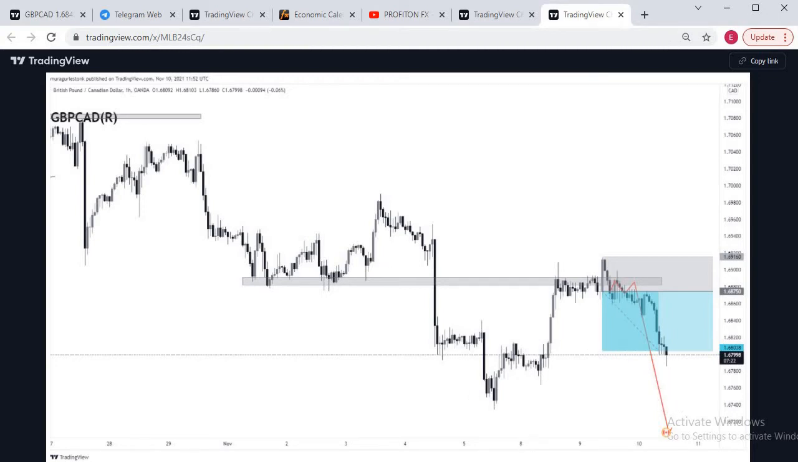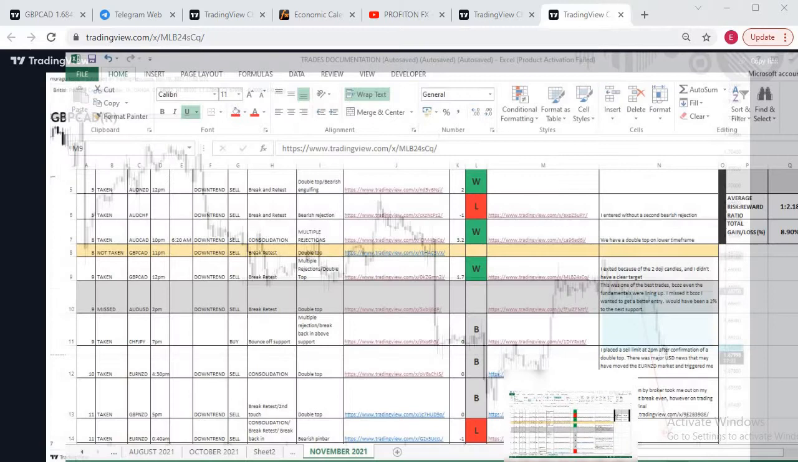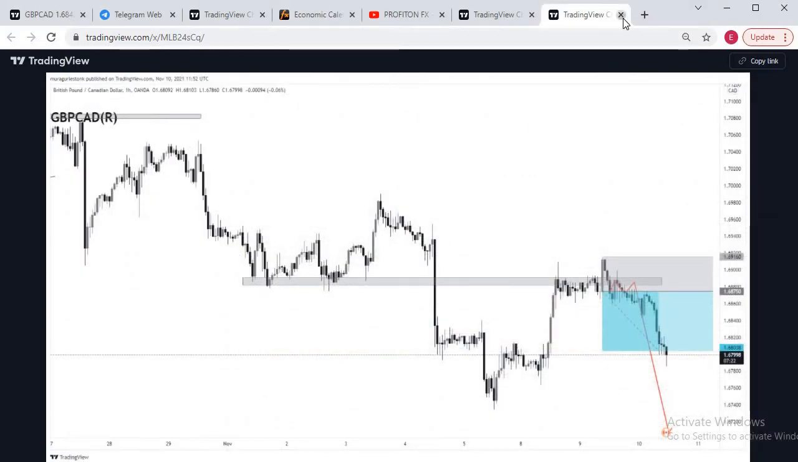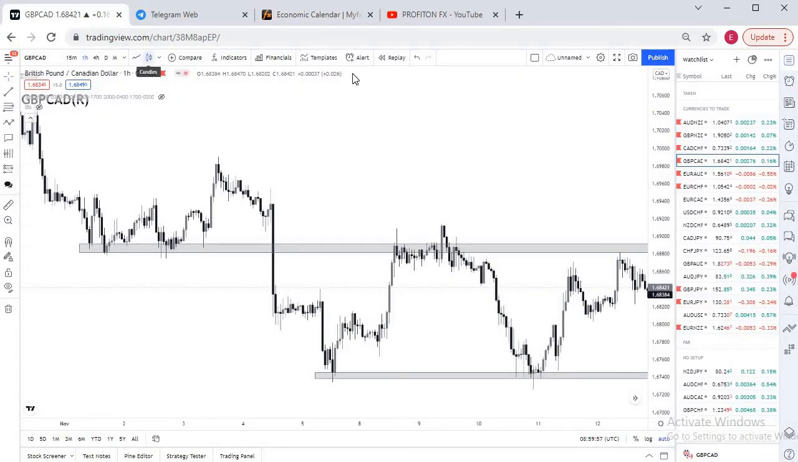However, price continued to the downside. I did close this trade at around 1.7 when I was just risking 1%. So yeah, it did really come close to my stop loss. However, we saw price reject that level.